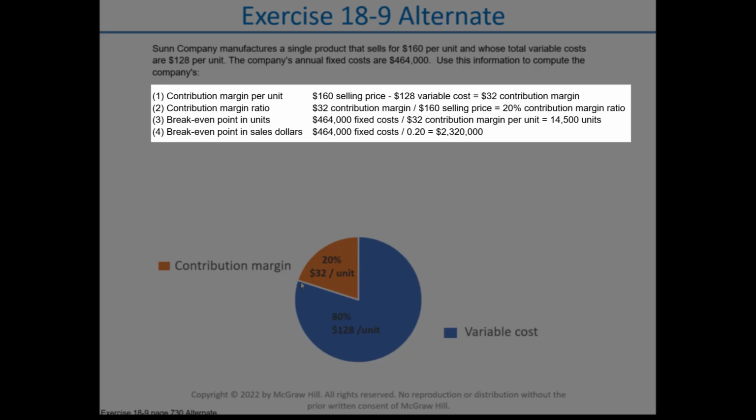We take the fixed cost and divide by the contribution margin ratio. They need to sell $2,320,000 in order to break even.